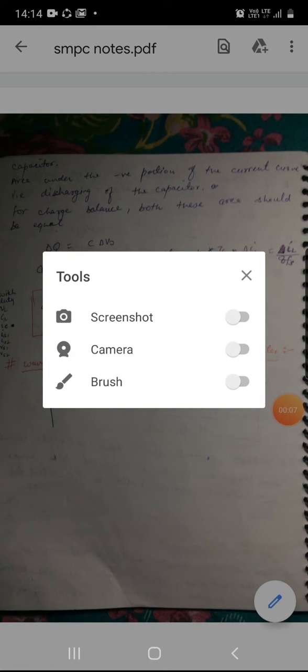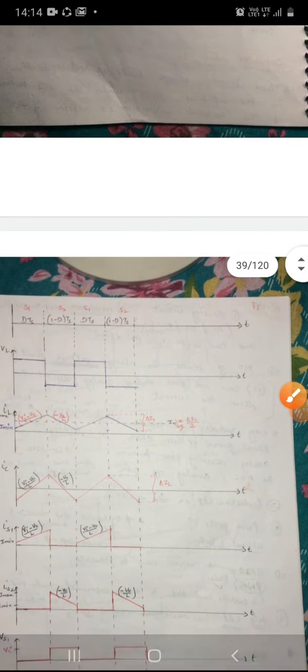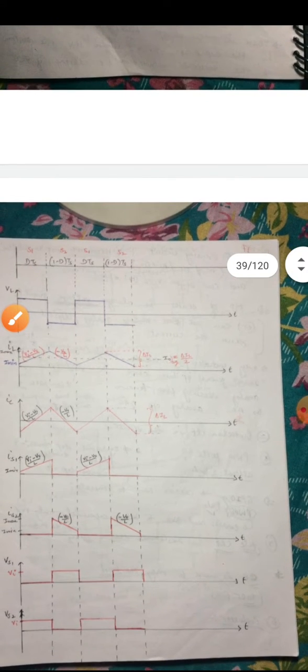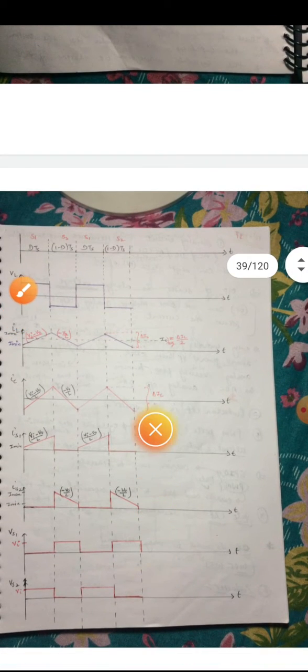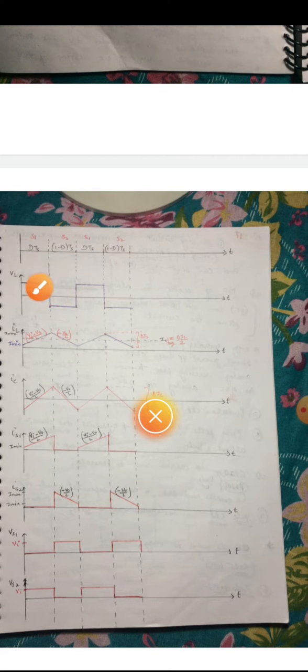So starting with waveforms of a buck converter. We have two operations, D·TS mode and (1 minus D)·TS mode. In D·TS mode, switch S1 was on. According to the loop we have already done, VL equals VI minus V naught. So this is VI minus V naught.